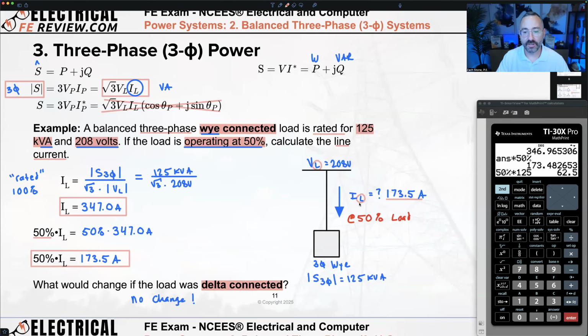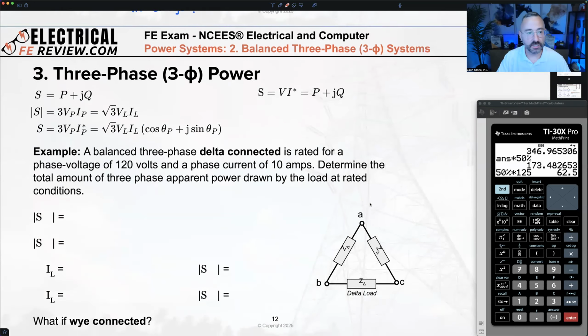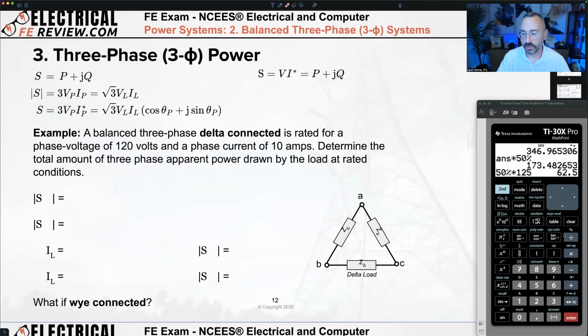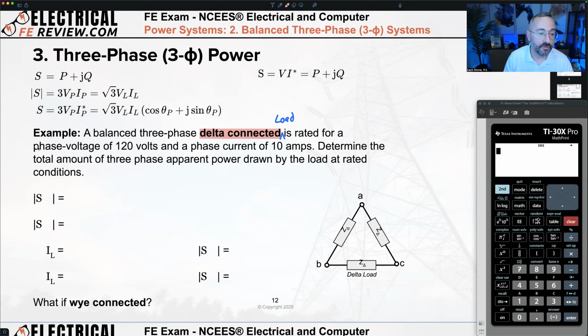All right, now we have an example of a delta connection. We'll see if this changes anything being delta connected. So we've got a balanced three-phase delta connected load. It's rated for a phase voltage, very interesting, of 120 volts. It says phase voltage, and a very interesting phase current of 10 amps. Determine the total amount of three-phase apparent power drawn by the load at rated conditions.